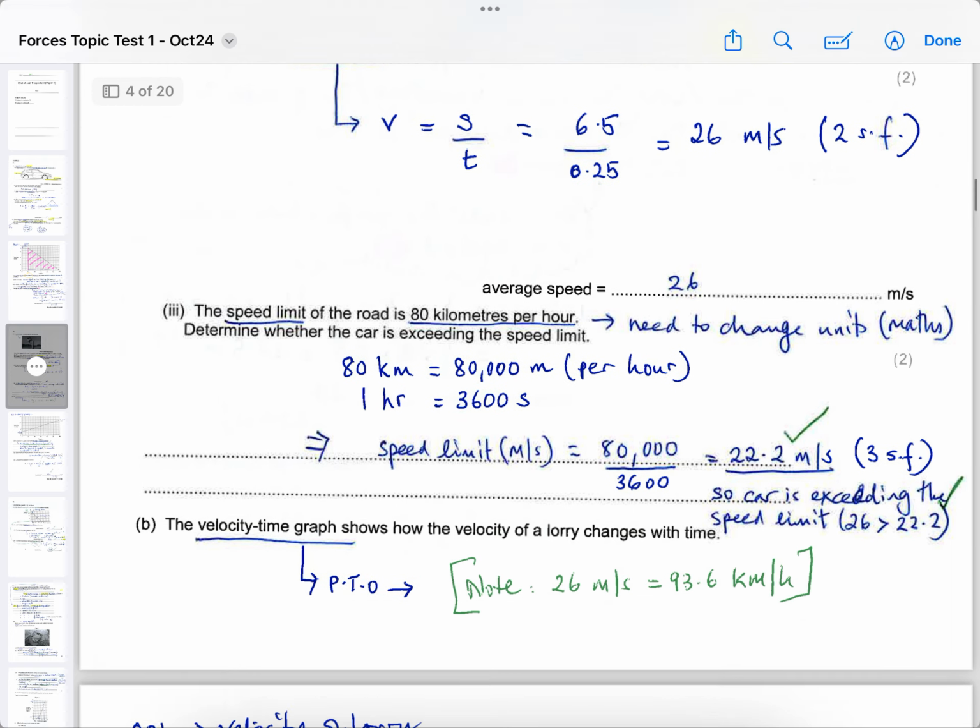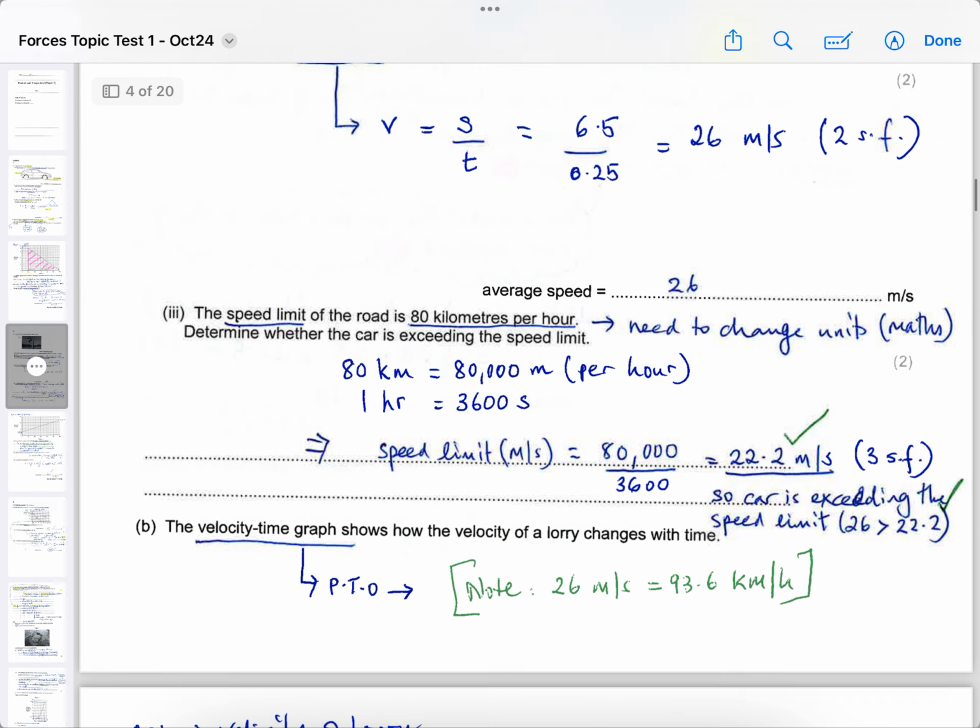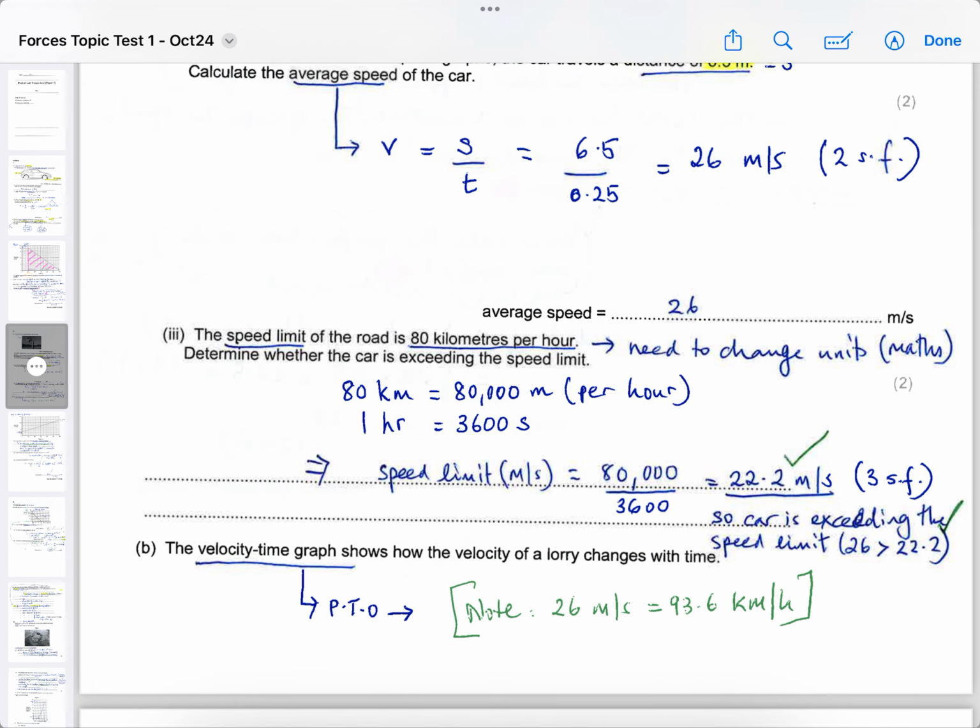It then says the speed limit of the road is 80 kilometers per hour. Well, we've just calculated in meters per second, so you need to change these units into meters per second, which is what I've done. 80 kilometers is 80,000 meters. 1 hour is 3,600 seconds. So all I've got to do is divide 80,000 by 3,600, because that converts the kilometers into meters and the hour into seconds, so the answer will be 22.2 meters per second, the equivalent of 80 kilometers per hour.